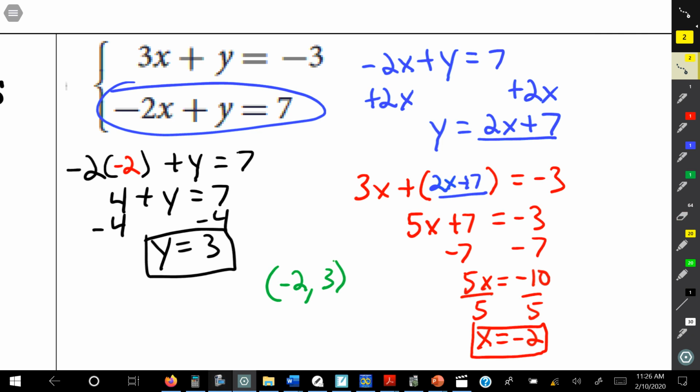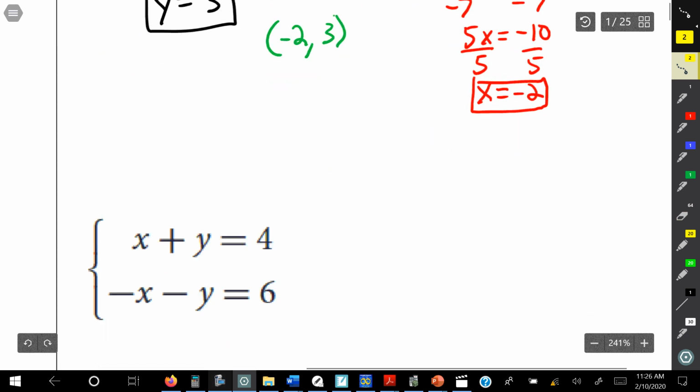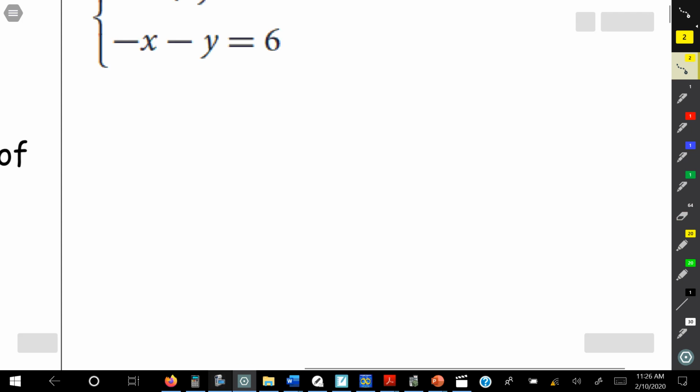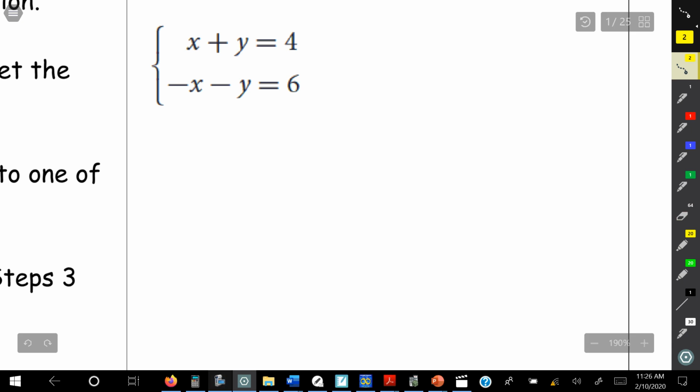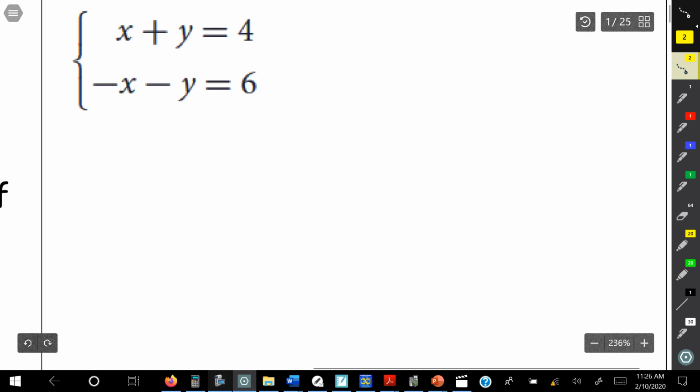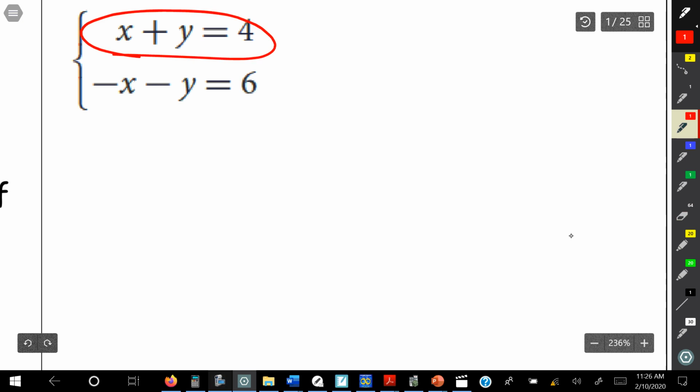All right, let's take a look at another example. All right, so first step is to solve for y. So I'm going to take this first equation this time and solve for y. So I got x plus y is equal to 4. And I'm going to subtract x on both sides. And y is equal to negative x plus 4.